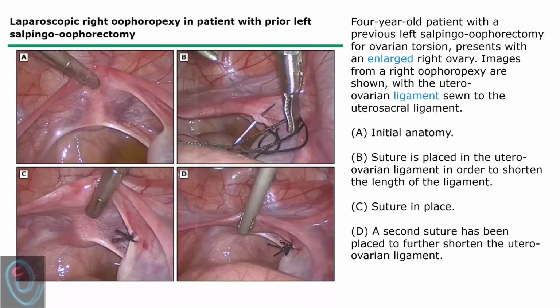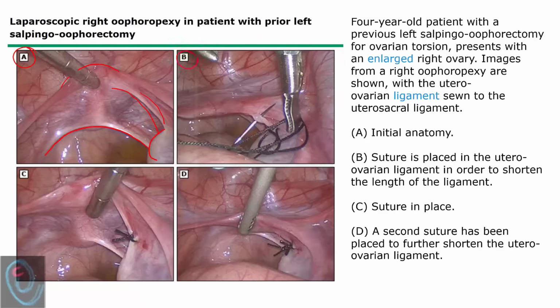This image from UpToDate showing the steps of oophoropexy. In image A, we can see the anatomy. This is the uterus, uteroovarian ligament ending with the ovary. And this is the uterosacral ligament.